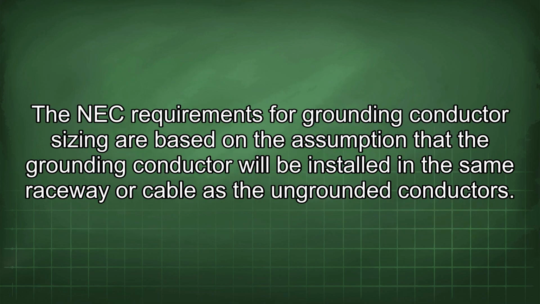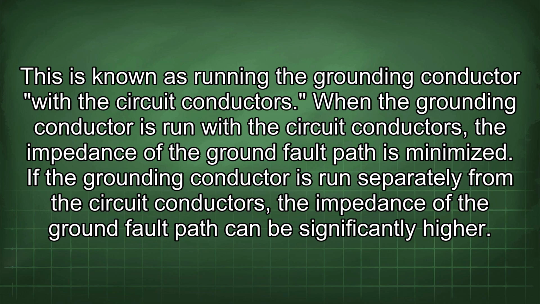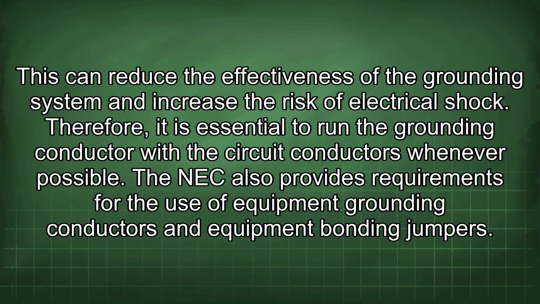The NEC requirements for grounding conductor sizing are based on the assumption that the grounding conductor will be installed in the same raceway or cable as the ungrounded conductors. This is known as running the grounding conductor with the circuit conductors. When the grounding conductor is run with the circuit conductors, the impedance of the ground fault path is minimized. If the grounding conductor is run separately from the circuit conductors, the impedance of the ground fault path can be significantly higher. This can reduce the effectiveness of the grounding system and increase the risk of electrical shock. Therefore, it is essential to run the grounding conductor with the circuit conductors whenever possible.